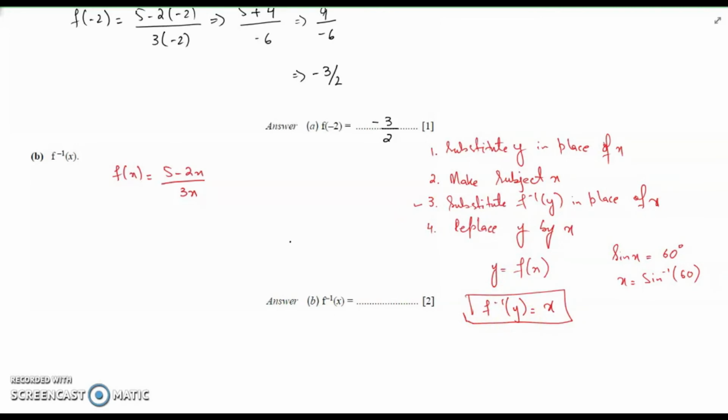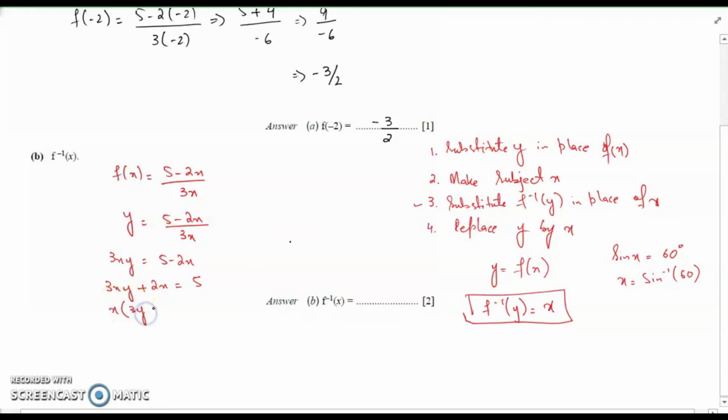In the first step we will substitute y in place of f of x. So y is equal to (5 minus 2x) upon 3x. Now we will follow the second step. The second step is to make x the subject. Now to make x the subject, first we will cross multiply. So 3xy is equal to 5 minus 2x. Then we will shift the x terms to the left hand side. So it will be 3xy plus 2x is equal to 5. Then we will take x common. So x times (3y plus 2) is equal to 5. Now we will shift this 3y plus 2 to the right hand side. So it will be 5 upon 3y plus 2. Now here we have done the second step, making x the subject.